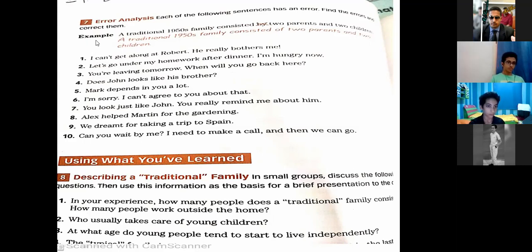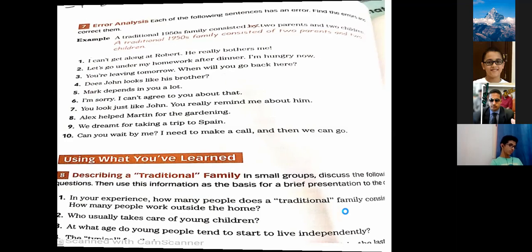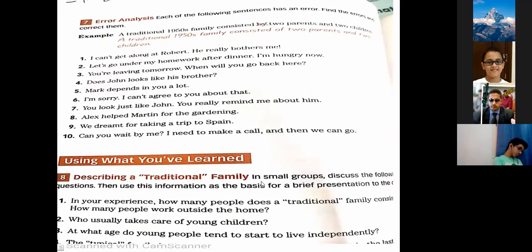For error analysis, each of the following sentences has an error. Find the errors and correct them. Let's start directly. Number one: I can't get along at Robert. He really bothers me. What can we write to correct the mistake? Quickly raise your hand if you know the answer. Yusuf Rami: I can't get along with Robert. So instead of at, it will be with. So remove at and write with. Thanks so much, Yusuf Rami.